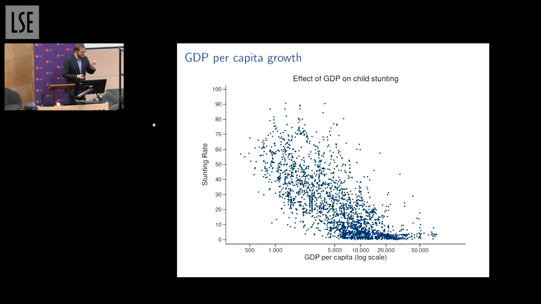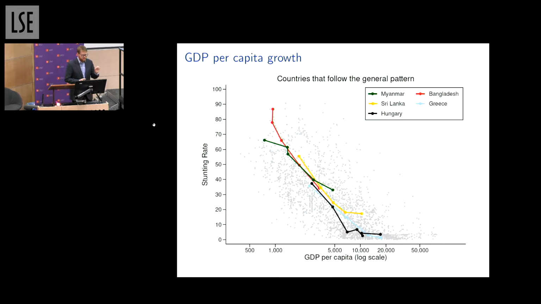Okay, so maybe that's a rosy perspective. When we unpick this a little bit further, though, we can look at specific countries and the time trend of those countries over decades. And you can see that some countries seem to follow this general trend, where GDP seems to matter. So these are countries like Myanmar, Bangladesh, Sri Lanka, Greece, and Hungary.